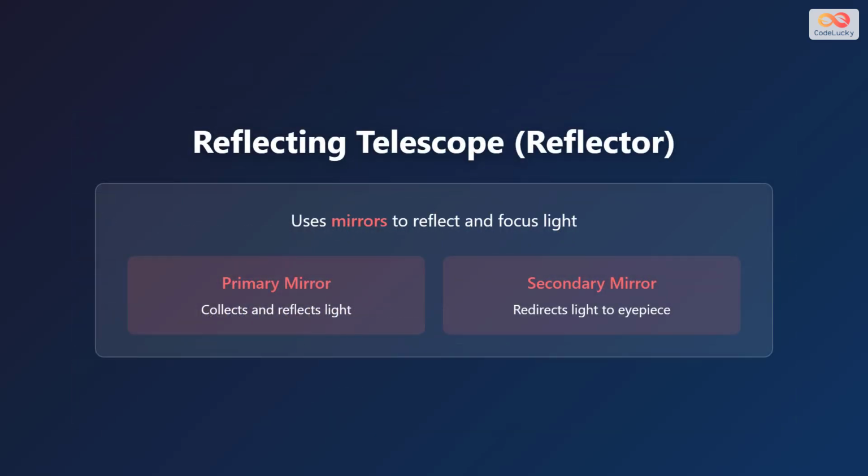Now let's look at the reflecting telescope, commonly called a reflector. Unlike refractors, reflecting telescopes use mirrors to reflect and focus light instead of lenses. A reflector has two main components. The primary mirror is a large curved mirror at the bottom of the telescope tube. It collects incoming light and reflects it back up the tube. The secondary mirror is a smaller mirror positioned near the top of the tube. It redirects the focused light to the side of the tube, where the eyepiece is located.